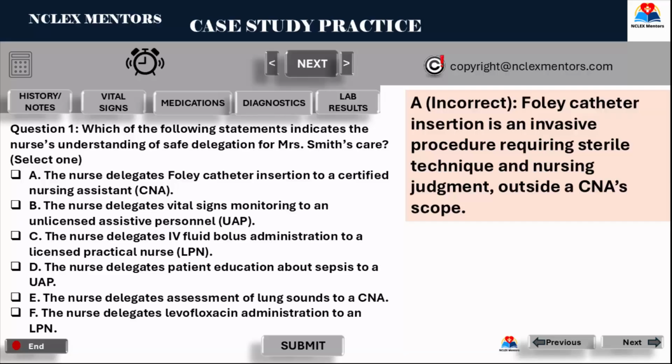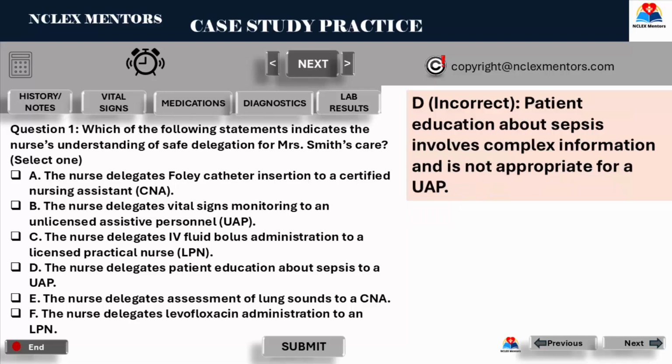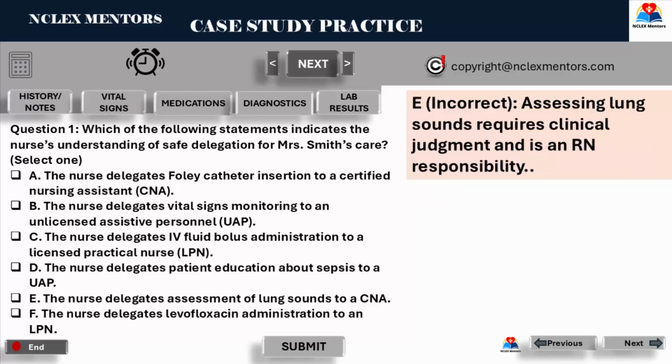Inserting a Foley catheter requires sterile technique and clinical judgment. That's RN level, not for a CNA. IV fluid bolus administration involves ongoing monitoring and assessing response. In most settings, that's outside the scope of an LPN and must be done by an RN. Teaching about sepsis is complex education, not just giving information. It requires assessing understanding, adjusting explanations, and that's not something a UAP can do. Lung sound assessment is a clinical skill that requires interpretation. A CNA is not trained for that.